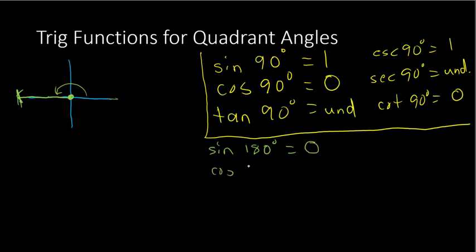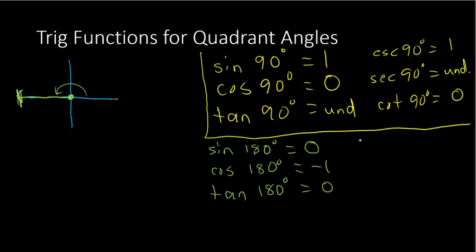Cosine of 180 is the x component. And with the length of 1, for the unit circle, length of 1, your cosine would actually be negative 1 because it goes in the negative direction 1. So cosine of 180 is negative 1. Then we can find everything else from that. Tangent is sine over cosine, 0 over negative 1, which is 0.